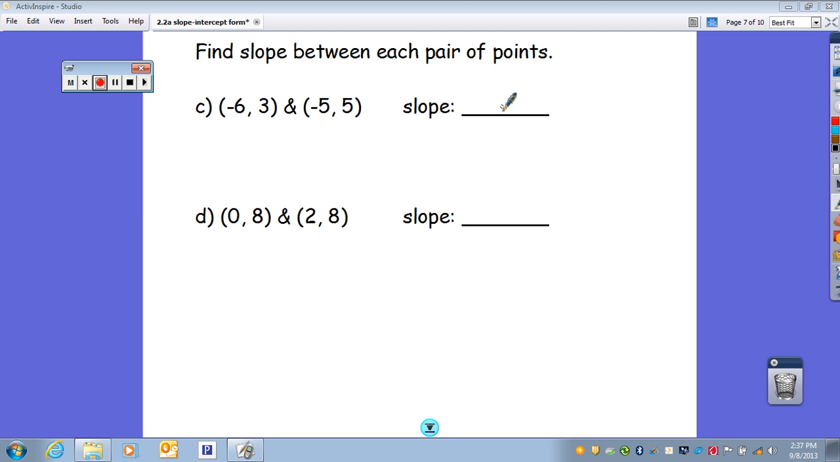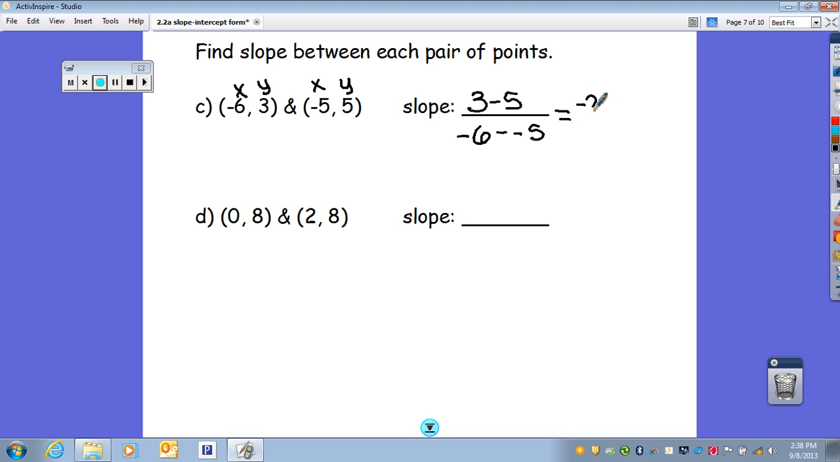Let's practice calculating slope by using 2 points on the coordinate plane. Remember, we're going to subtract the y values. So I have 3 minus 5, and I'm going to subtract the x values in the same order. So I start with -6 minus -5. That's going to equal my slope.